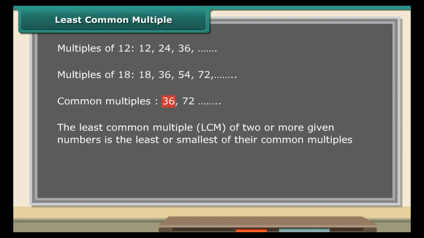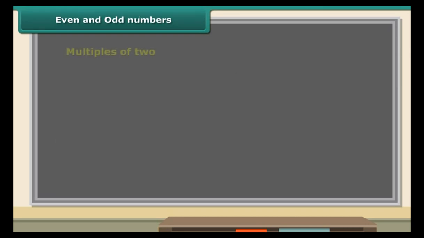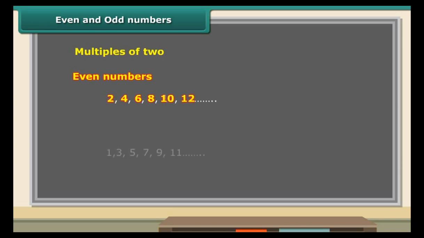The least common multiple, LCM, of two or more given numbers is the least or smallest of their common multiples. Do you observe any pattern in the numbers 2, 4, 6, 8, 10, 12, and so on? You'll find that each of them is a multiple of 2. The numbers which are multiples of 2 are known as even numbers. The rest of the numbers 1, 3, 5, 7, 9, 11, and so on are called odd numbers.